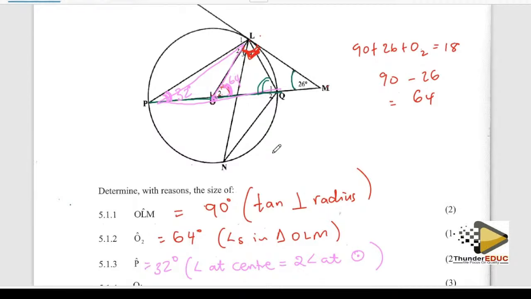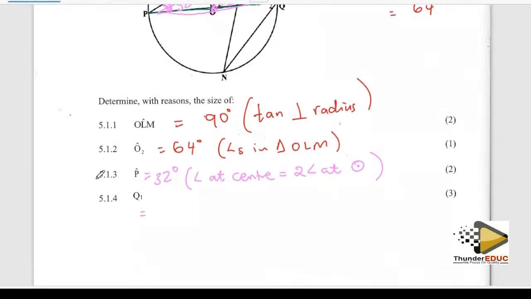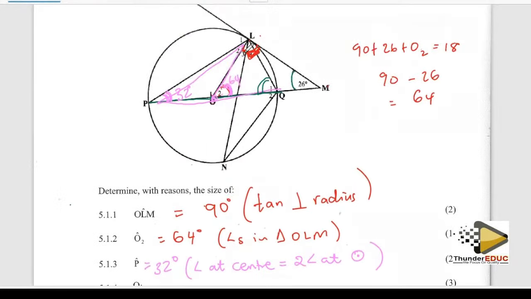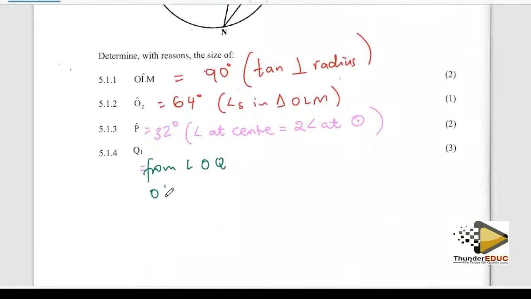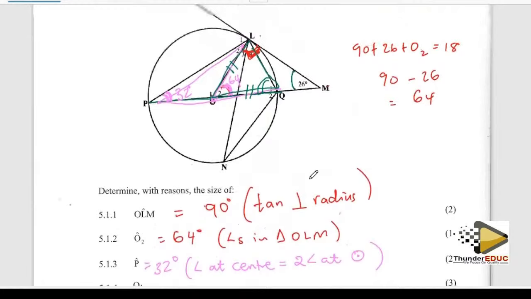So I'm going to say from LOQ. If I focus on this triangle, I know that this side must be the same as this side, which are radii. So I'm going to say OL is the same as OQ. The reason: radii.